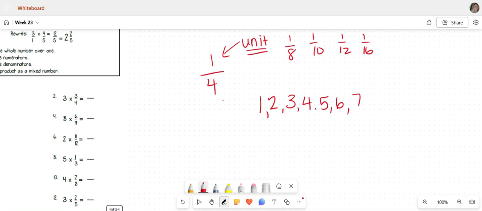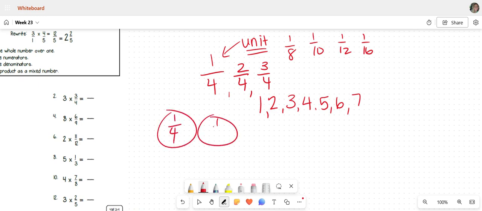So if I had 1/4 one time, I have 1/4. If I have 1/4 two times, I have 2/4. 1/4 three times, 3/4. So the multiples of the unit fraction 1/4 would be 1/4, 2/4, 3/4, because that doesn't change the size. Showing that as a picture, there's my 1/4 in one group. Now I have two groups of 1/4. So 1/4 times 2.